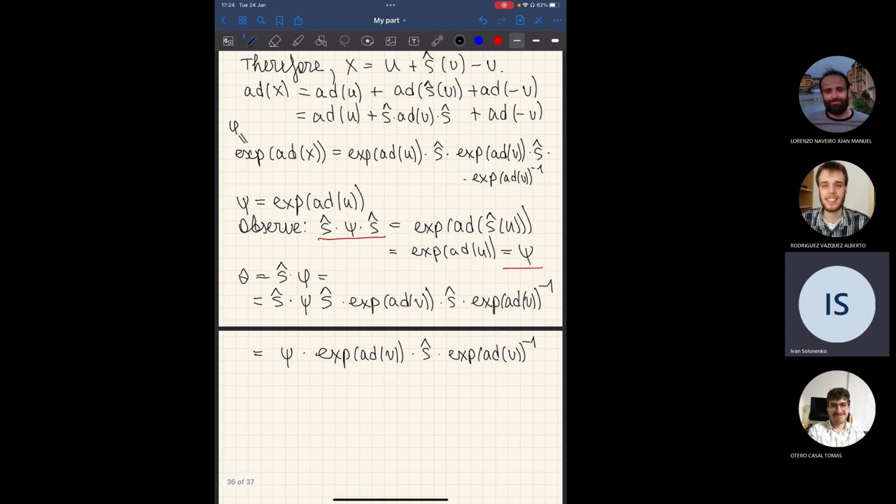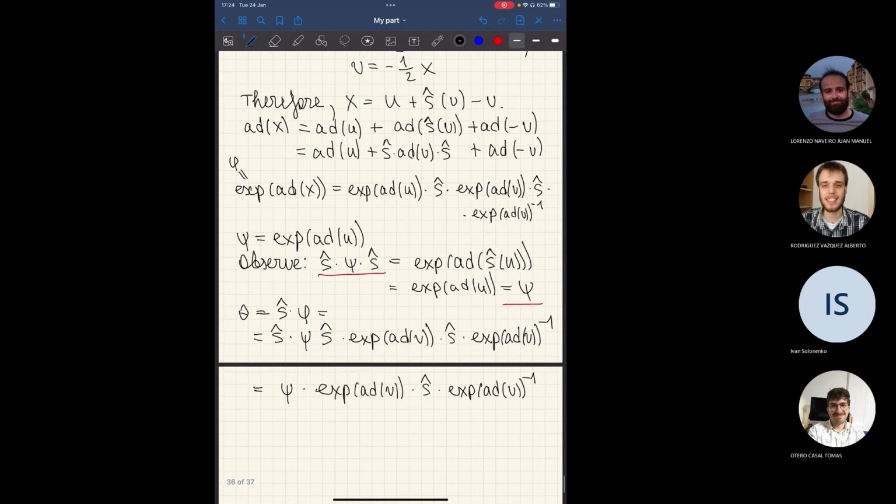And now I finally want to claim that I can swap psi and this thing, they can just interchange them. Why? Well, because psi is the exponential map of ad of u, and H was abelian, so U and V commute, so their adjoints commute, so their exponents commute. So this guy can swap places. And then we call this theta1.